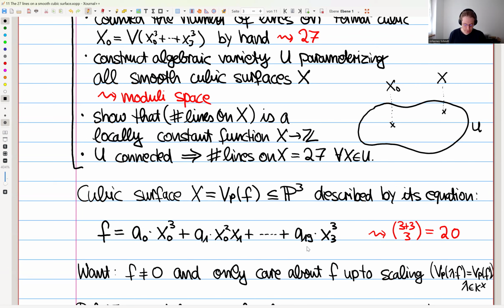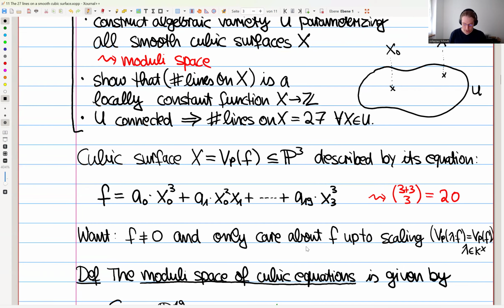The reason why I ordered them from A0 up to A19 is that while we care about this equation of the surface, we only care about it up to scaling, because if you multiply this equation by 17, then you still get the same vanishing locus here. So in fact, we can multiply by any non-zero complex number and still get the same cubic surface. And so what we really care about is this vector of coefficients up to scaling.